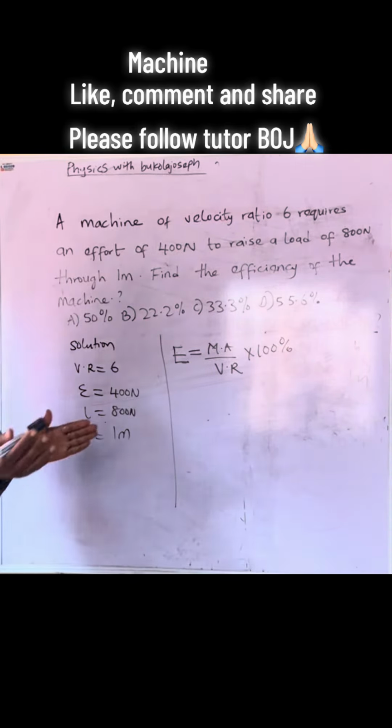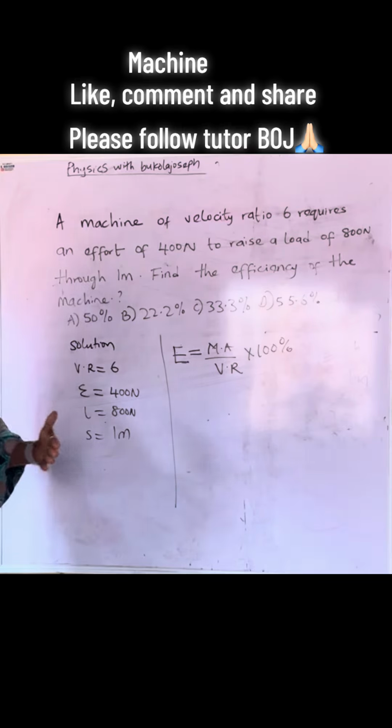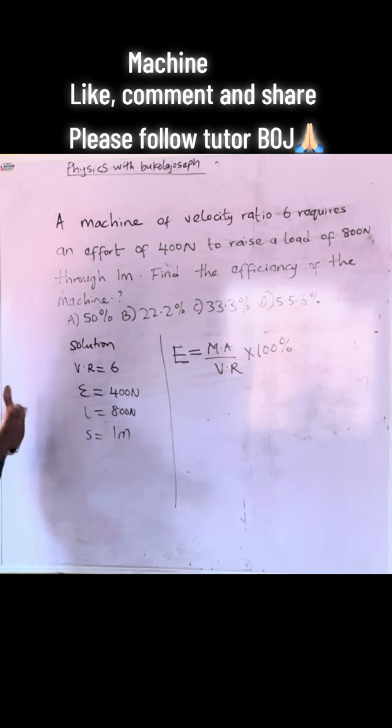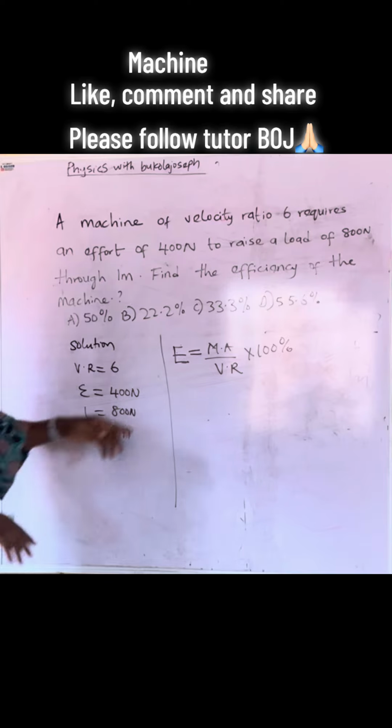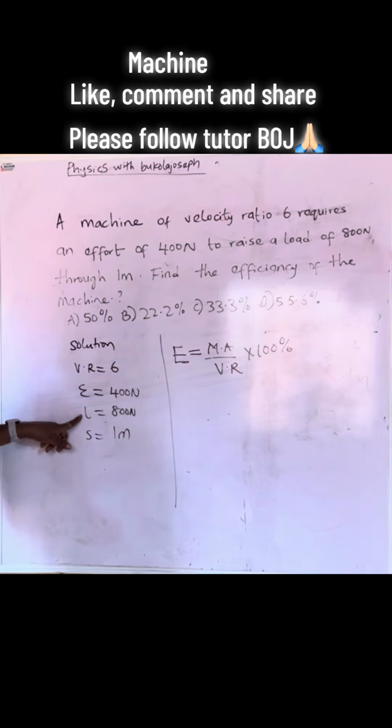Now you come back to your parameters. I want to show you how you can manipulate until you get the proper formula to be used for a particular question. Now, look at what we have. This is the formula for efficiency. We don't have mechanical advantage. Mechanical advantage is not given in this question. But we can find it.